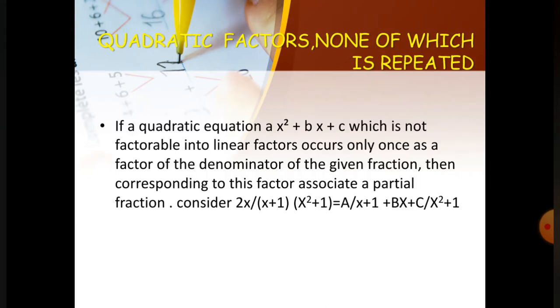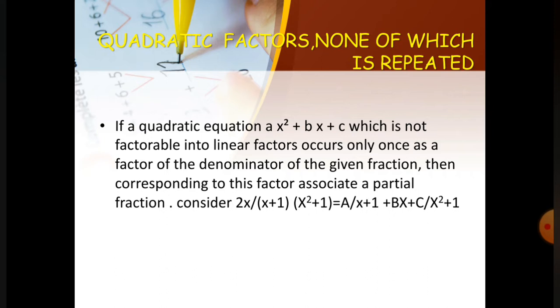Type 3. Quadratic factors, none of which is repeated. If a quadratic expression ax square plus bx plus c, which is not factorable into linear factors, occurs only once as a factor of the denominator of the given fraction, then corresponding to this factor, associate a partial fraction.